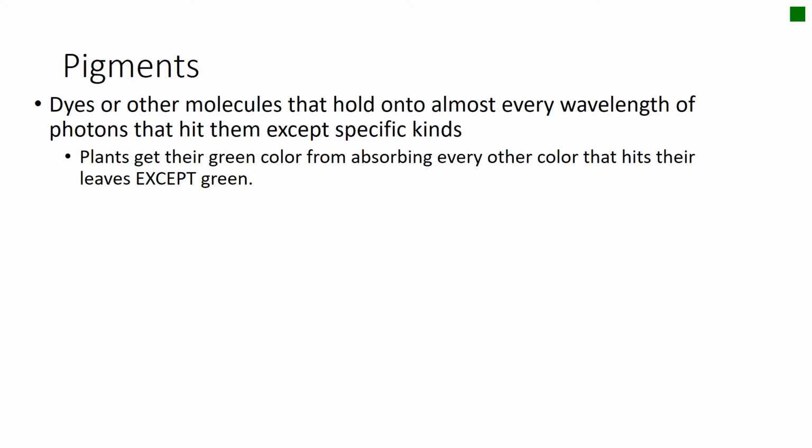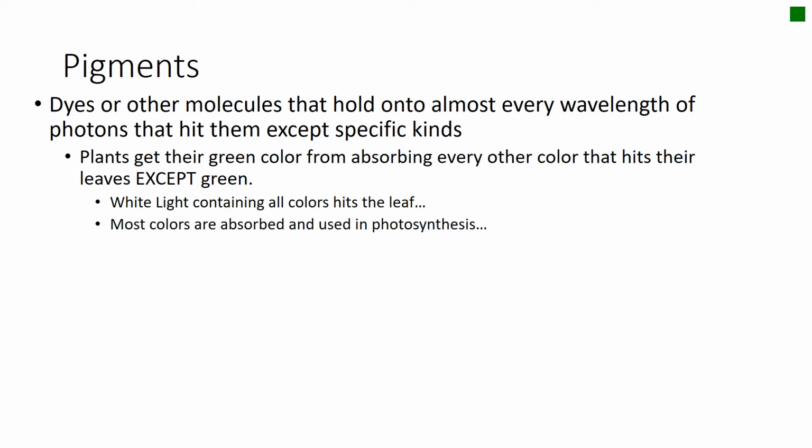So how is it that, as an example, the book uses, the plants look green? We're going to walk through the whole process. You don't need to know the whole process, you just need to know the end result. White light containing every color from the sun hits a leaf. Most of those colors are absorbed and actually used in photosynthesis. Your violets and your blues and your reds and your oranges are used quite a bit in photosynthesis. The electrons that absorb green photons are unstable.